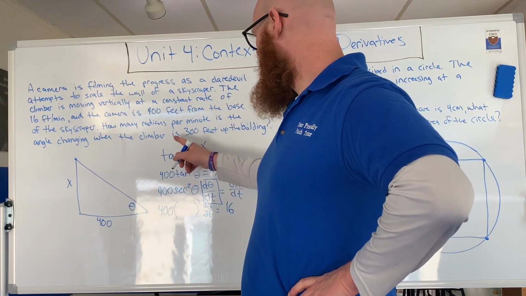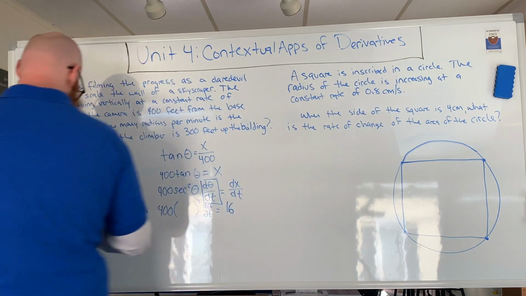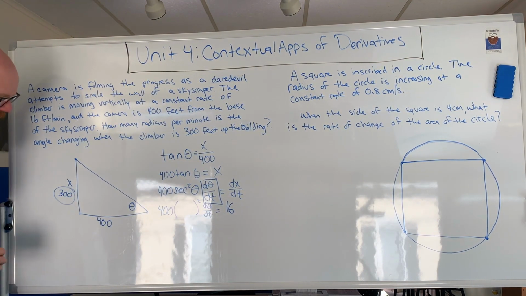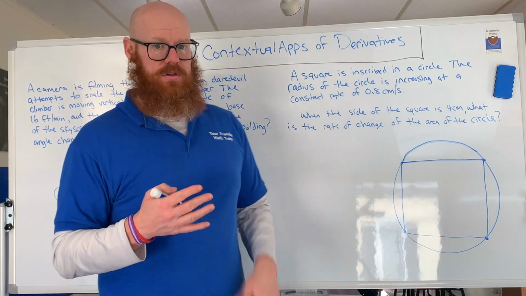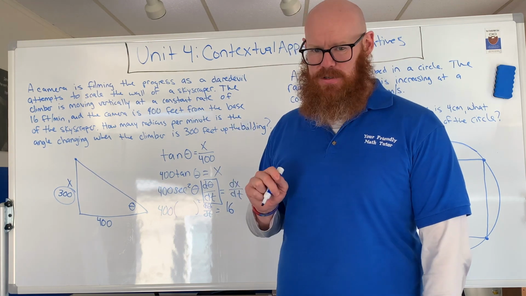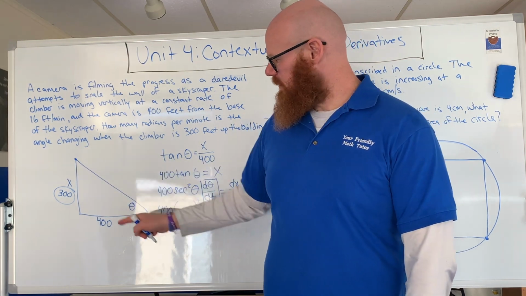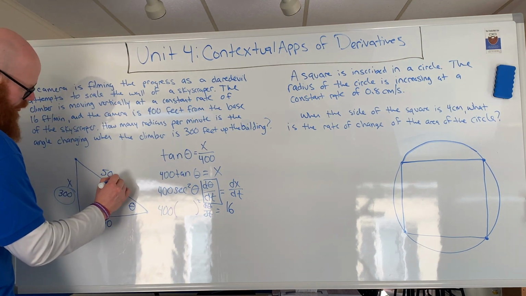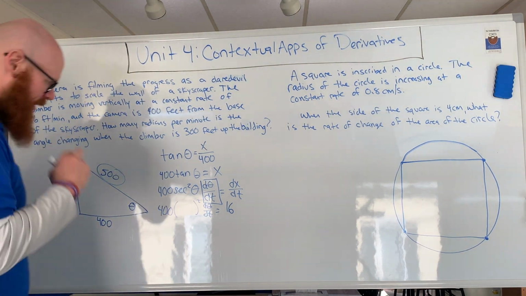They want to know when the climber is 300 feet up the building. So that is when this value is 300, all right? It's only 300 at a moment, so we didn't call it a constant in the beginning of the problem, but it is 300 at this particular moment. And if we see that this is a 3, 4, 5 triangle, then the hypotenuse is just going to be 500, again, at that particular moment.